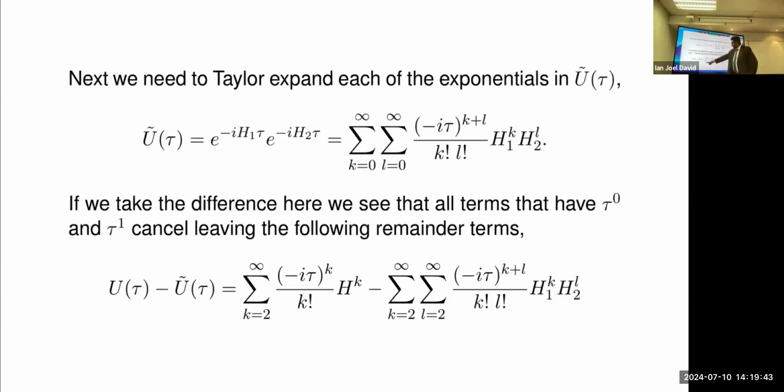So I just write down k going from 2 to infinity in that Taylor expansion of the time evolution operator. Similarly, the zeroth and the first order terms from this expansion are also not going to be present because they canceled with the zeroth and first order terms from here. So that's why I start the sums from k and l going from 2 to infinity. And this now is going to be the quantity that we're going to try to bound, and it's going to be the lower bound on our precision.